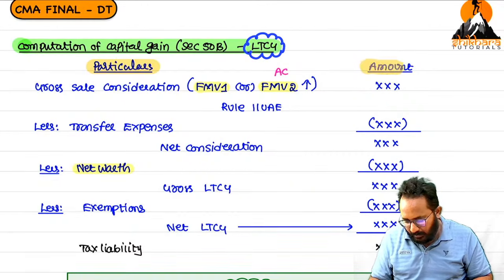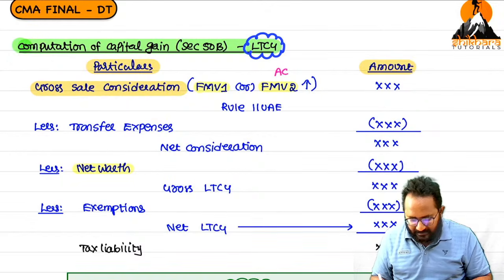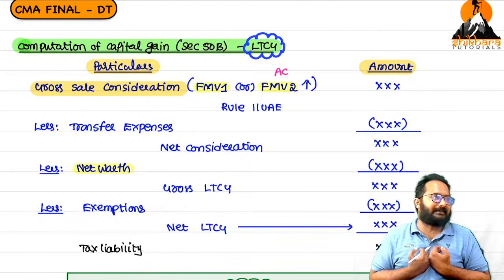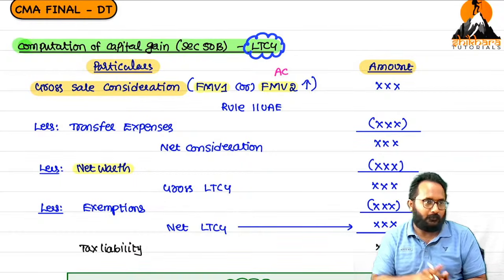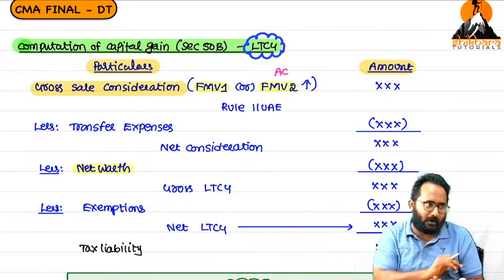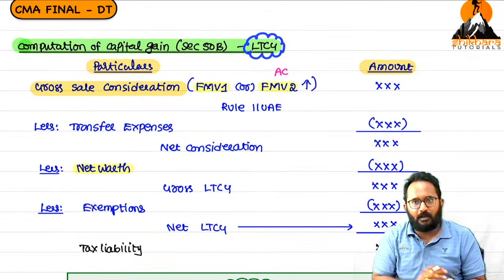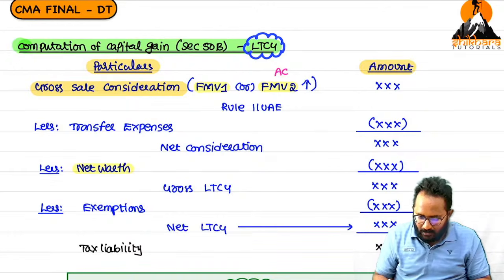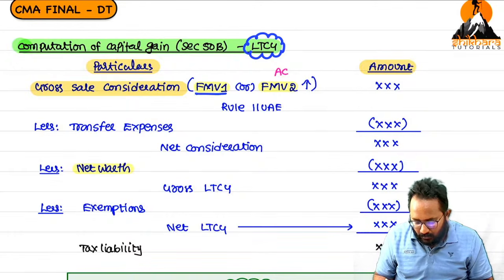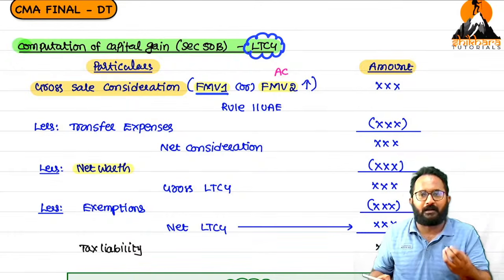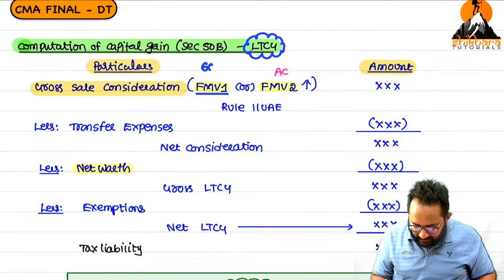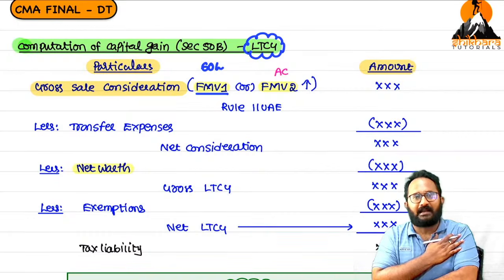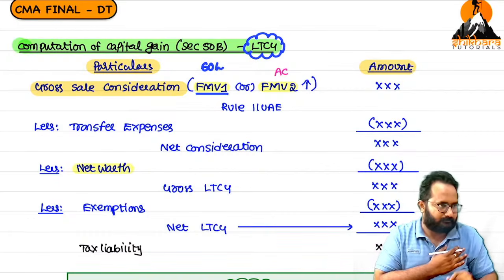Particulars and amount. Gross sale consideration. Generally, what is that amount we received in our example? 50 lakh. If you take 50 lakh, it is tax avoidance, right? So that's why we have to take the fair market value 1. What is your entity fair market value? 60 lakh. That is only FMV 1.